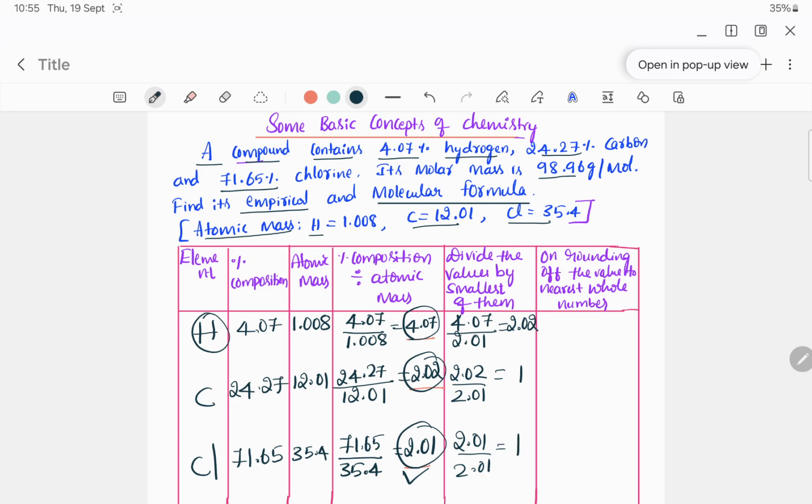Okay. Next step, what we need to do is round the values to the nearest whole number. See, 2.02 is nearest to 2, 1 is 1 only, here also 1 you will get.